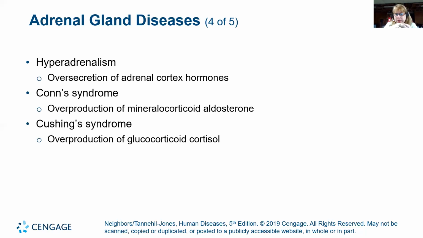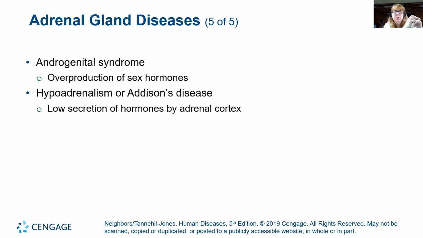So hyperadrenalism is an oversecretion of the adrenal cortex hormones. Conn syndrome is an overproduction of the mineralocorticoid aldosterone. These are not easy to say. And Cushing's syndrome is an overproduction of cortisol. So your body can present with any of these, but luckily the adrenal glands are real easy to test for. Androgenital syndrome is an overproduction of sex hormones. Hypoadrenalism, or Addison's disease, is low secretion of hormones by the adrenal cortex.